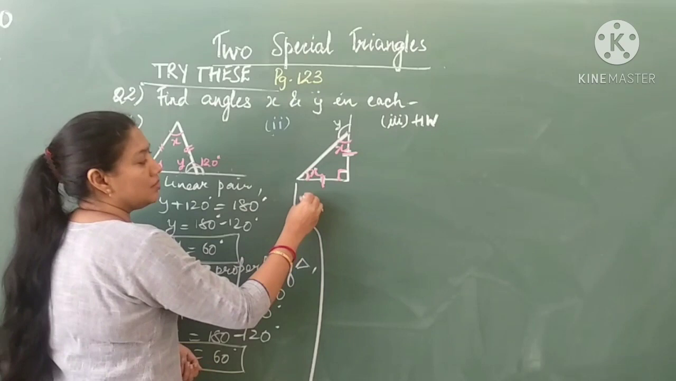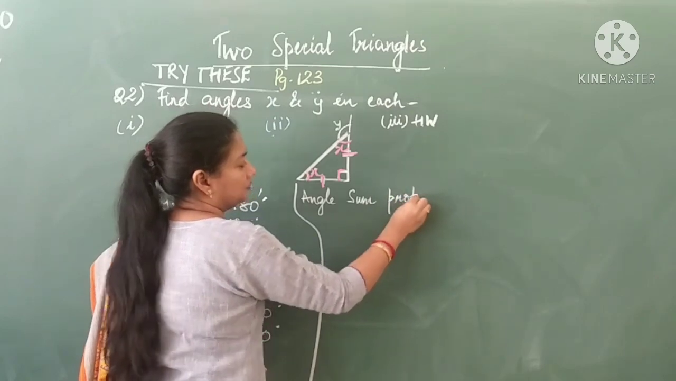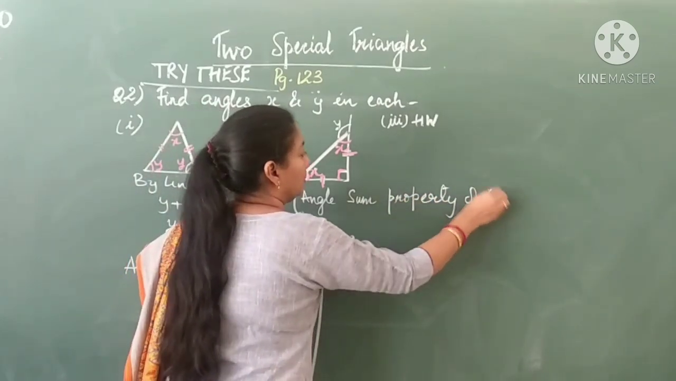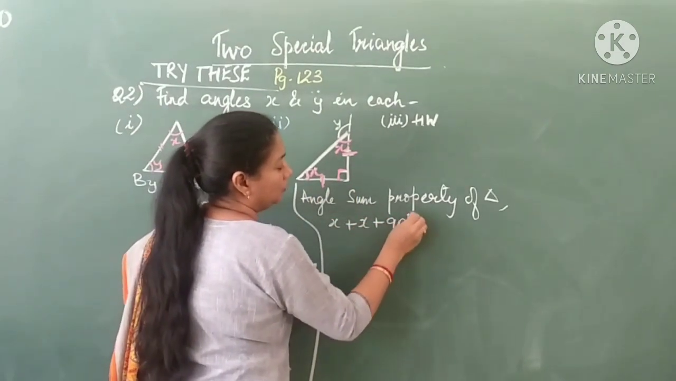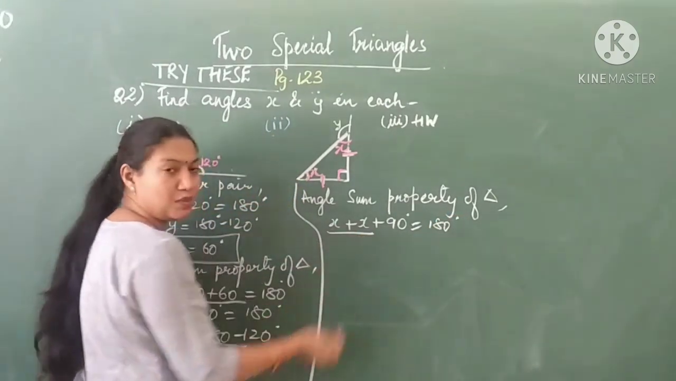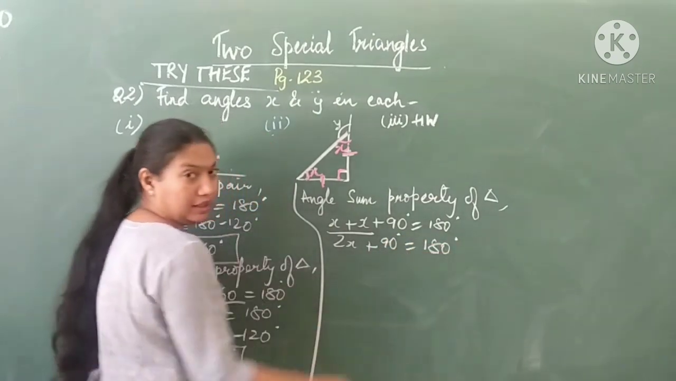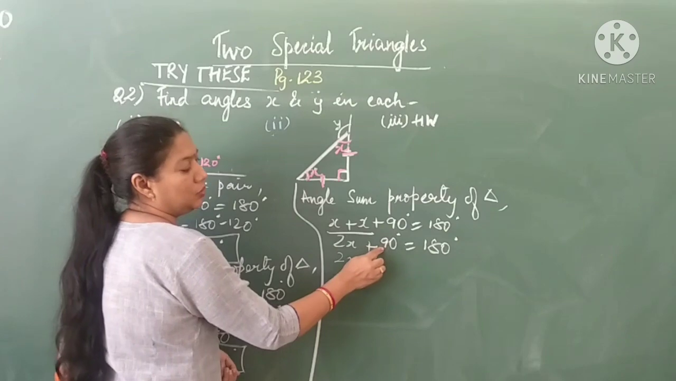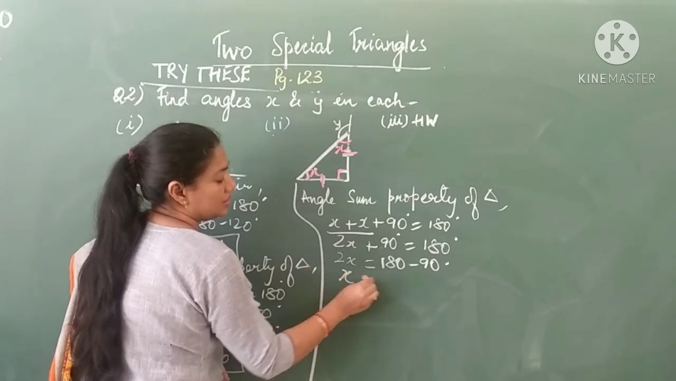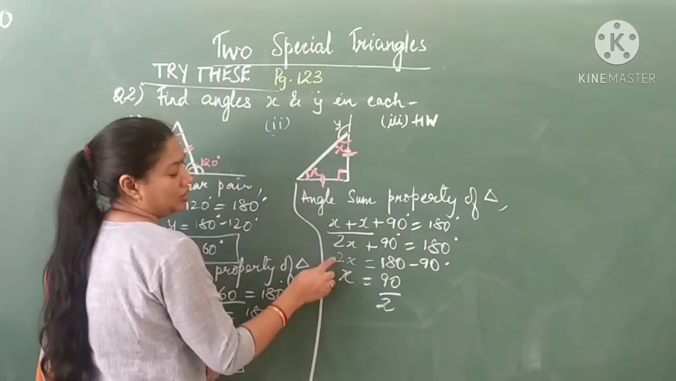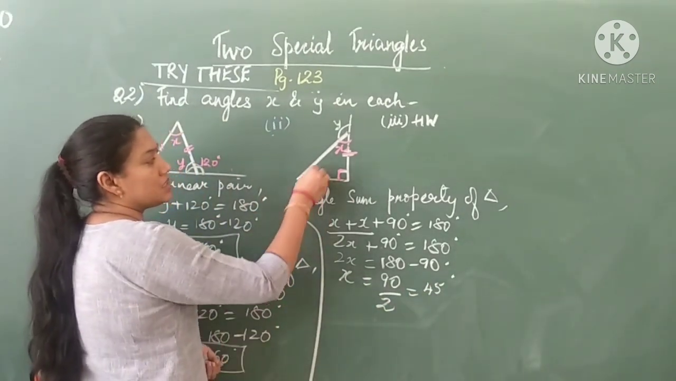So if we consider the angle sum property of a triangle, we can write x plus x plus 90 must be equal to 180 degrees. Now x plus x is 2x, plus 90 degrees is equal to 180 degrees. Therefore, 2x must be equal to, if we take 90 on that side, 180 minus 90. So x is equal to 90 divided by 2. Therefore, x is 45 degrees. Now this is 45, this is 45.